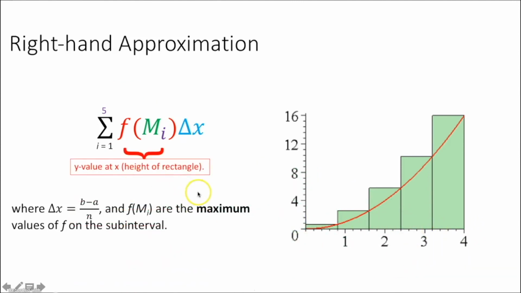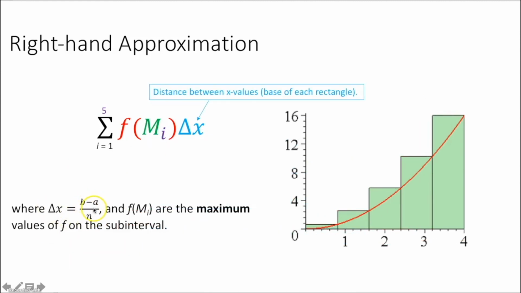Now, f again represents the height of each rectangle. When you plug in those given x values, you get the corresponding y values that determine the height of your rectangle. And the delta x, just like last time, is determined with b minus a over n. That's going to be the base of each of your rectangles, and it should be the same length.